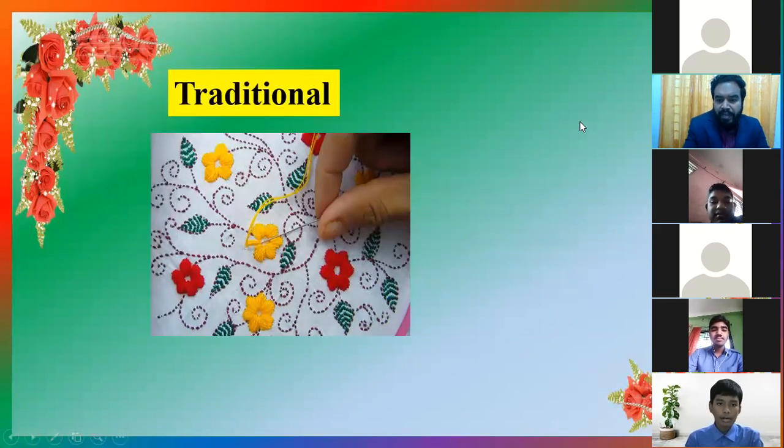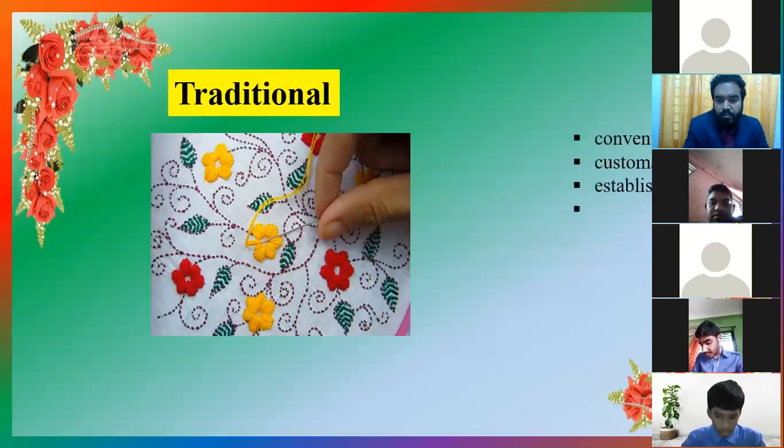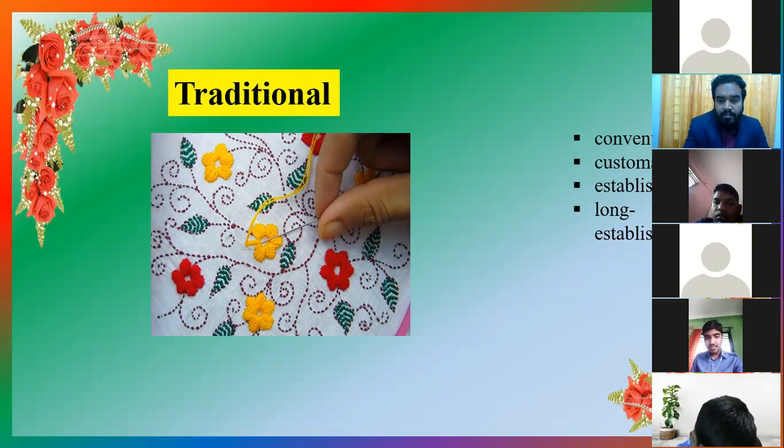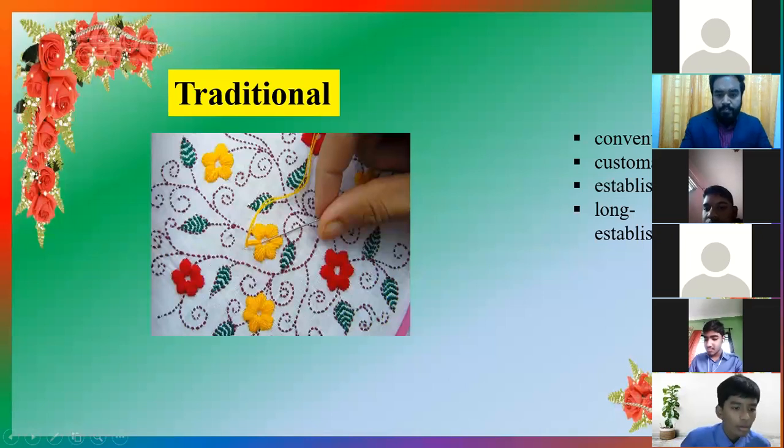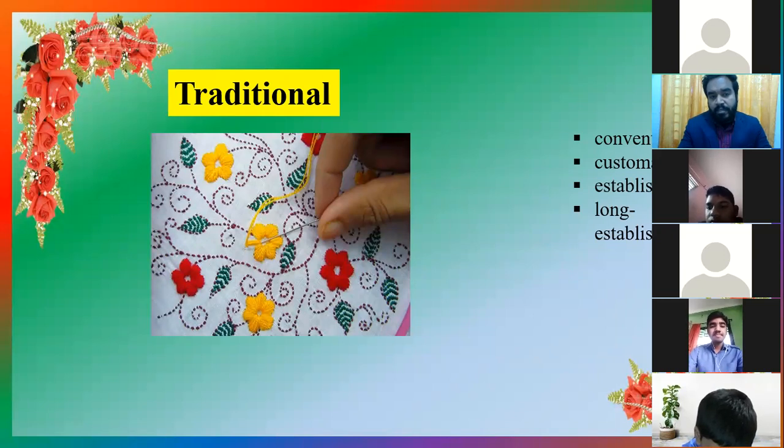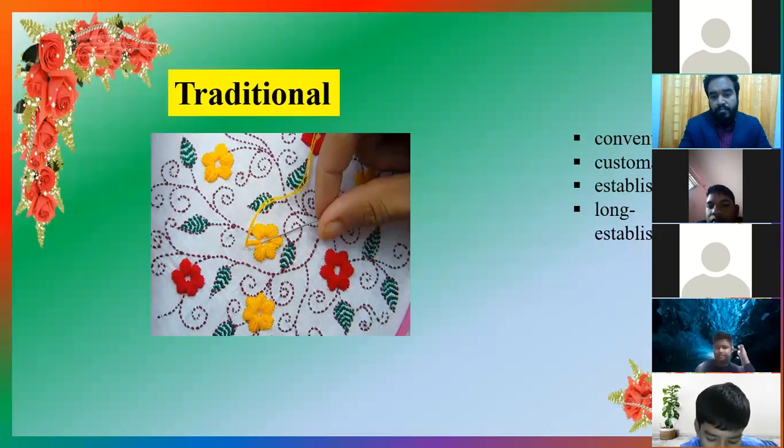Traditional. Traditional meaning oitijjogoto or oitijjobahi. These are some synonymous words you can see on the screen: conventional, customary, established, and long-established. Last one you can see, long-established. Write down long at first, then put a hyphen, then established. These are the synonyms of traditional. And in Bengali word, it's called oitijjogoto or oitijjobahi, traditional.